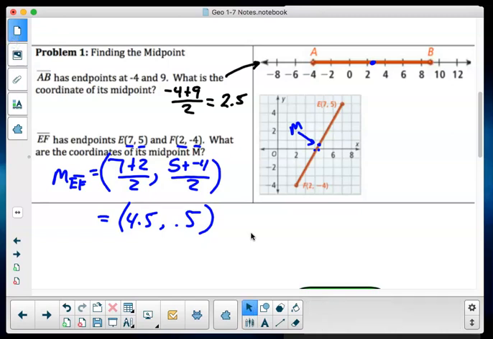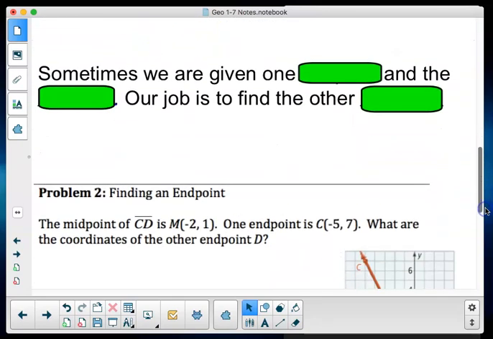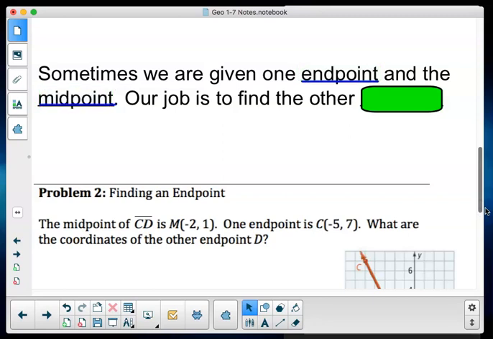Okay, that's all we're doing. The average of the x's and the average of the y's in two space, and in one space it's just the average of my endpoints. Sometimes we are given one endpoint and the midpoint. Our job is to find the other endpoint.